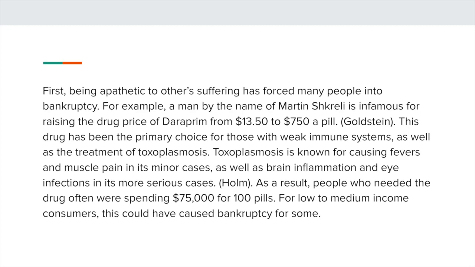So look, this speaker's doing a good job of establishing a serious issue, right? That the raising cost of these pills has seriously affected certain individuals, and that there's an injustice there. The issue, especially from this paragraph, you have no idea what his topic is. It's about being apathetic to others' suffering.